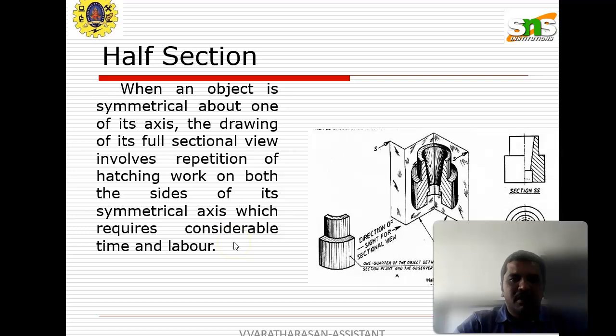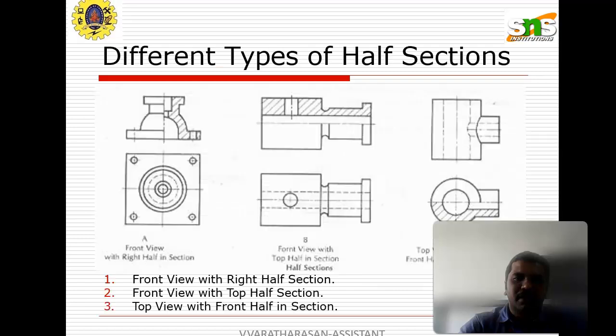So the half section is also represented like this. When the object is symmetrical about one of its axes, the drawing of its full sectional view involves repetition of the hatching work on both sides of its symmetrical axis, which requires considerable time and labor, okay?